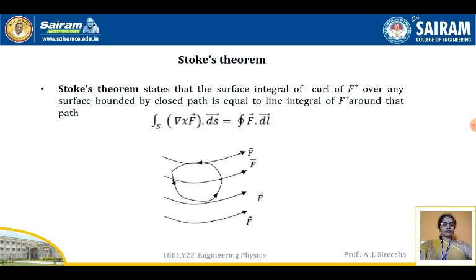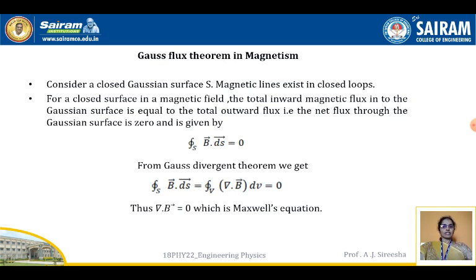So if you consider the curl of F over a surface bounded by a closed path, it is equal to the line integral of F around that path. Next is the Gauss flux theorem in magnetism. Consider a closed Gaussian surface S. Magnetic lines exist in the closed surface. For a closed surface in a magnetic field, the total inward magnetic flux into a Gaussian surface is equal to the total outward flux. That is, the net flux flowing through the Gaussian surface is 0 and is given by integral of B dot dS equals 0.